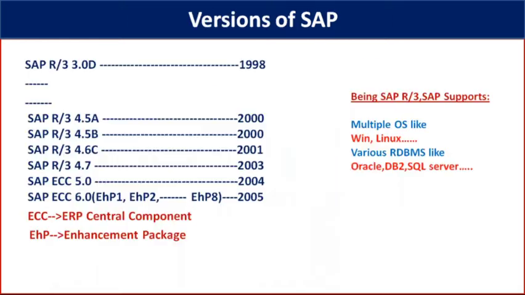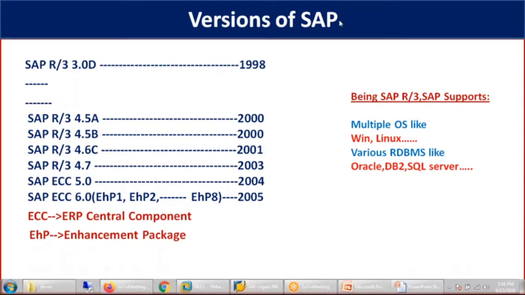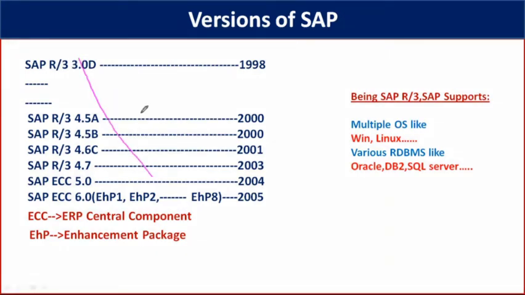Then the different versions of SAP. We have different versions like 3.0D, 4. All these versions are just for your understanding purpose. We're not using all these versions nowadays. We're using SAP ECC 6.0, EHP 1, 2, 3 up to EHP 7, EHP 8, which we are using in our real-time applications also. EHP 1 came into the market in 2005, EHP 8 in 2016. SAP version ECC 6.0 is a version, and these are enhancement packages with that version.